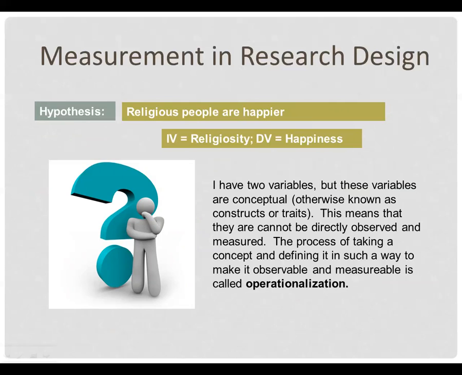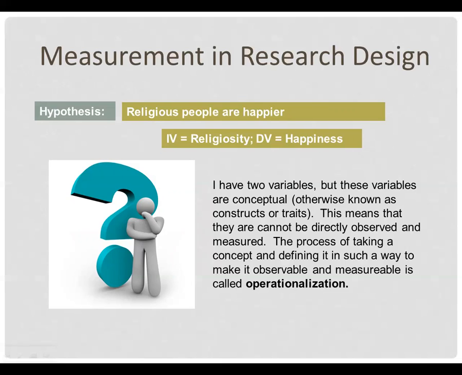Typically, variables are conceptual, known as constructs or traits. This means that they cannot be directly observed and measured. The process of taking a concept and defining it in a way that's observable and measurable is called operationalizing your variables. The example I gave here, and also used during the midterm review, is looking at the impact of religiosity on happiness. So my independent variable is religiosity. My dependent variable is happiness.